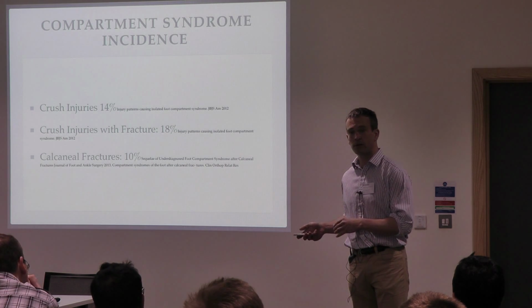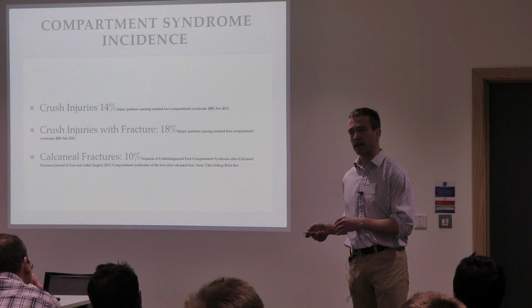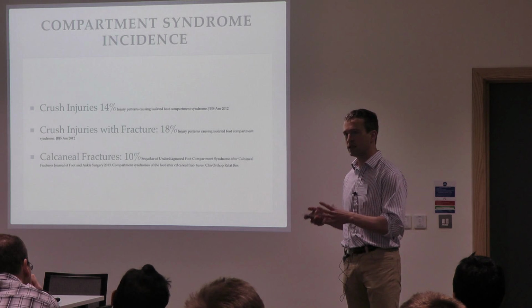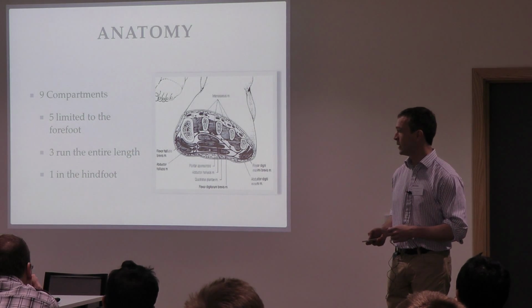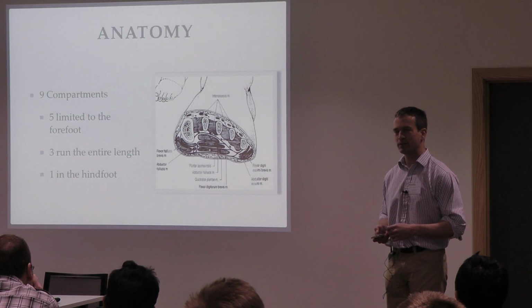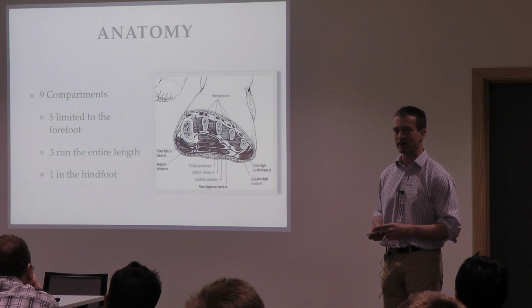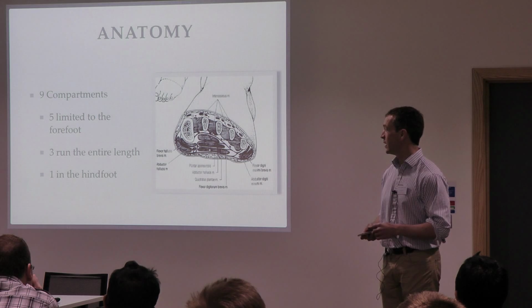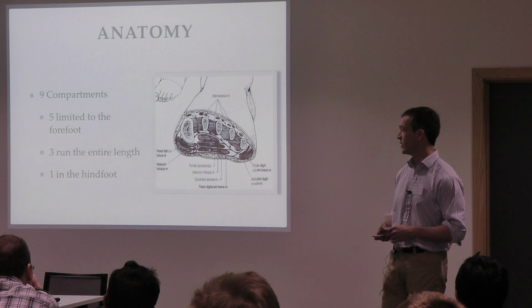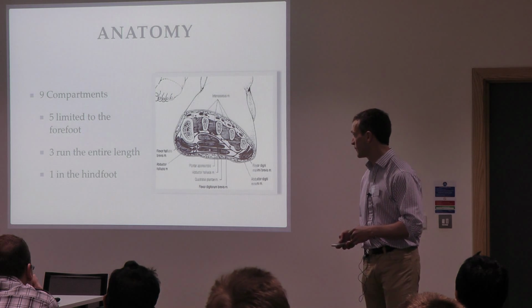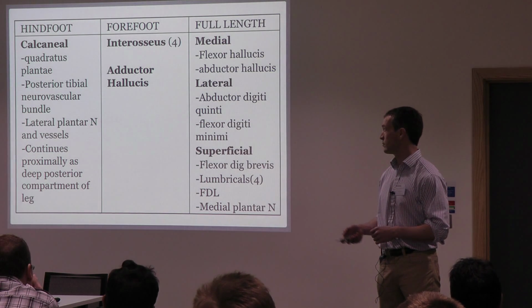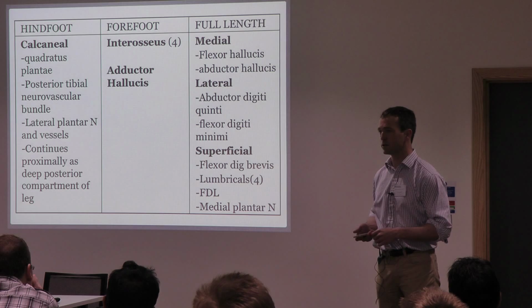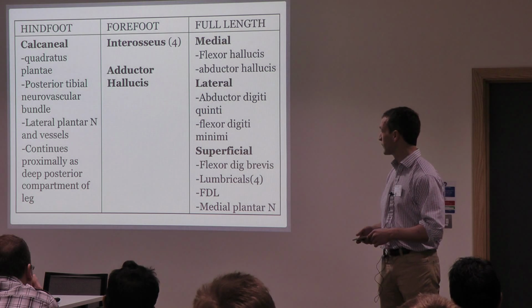Probably, compartment syndrome happens a lot more than we think it does, and a lot more than we pick up. But exactly how much is a little bit up for grabs. Equally, there's some discussion about how many compartments you really need to think about. I think most people now agree that it's 9 compartments: 5 just in the forefoot, 3 the entire length of the foot, and 1 in the hindfoot. And that's what's in the different compartments. And again, you'll get that on the handout.